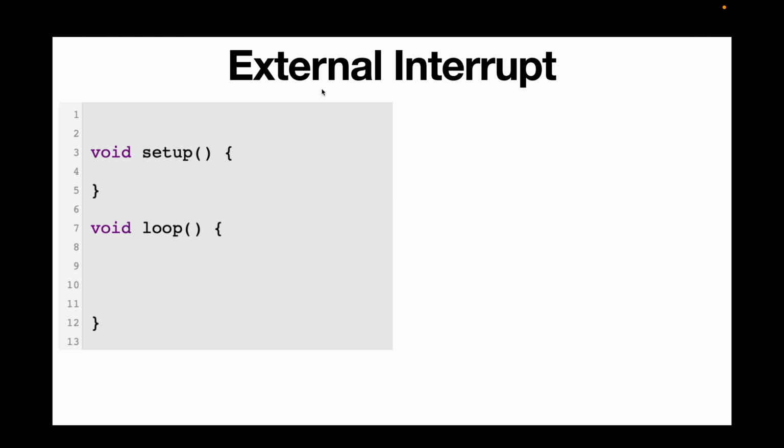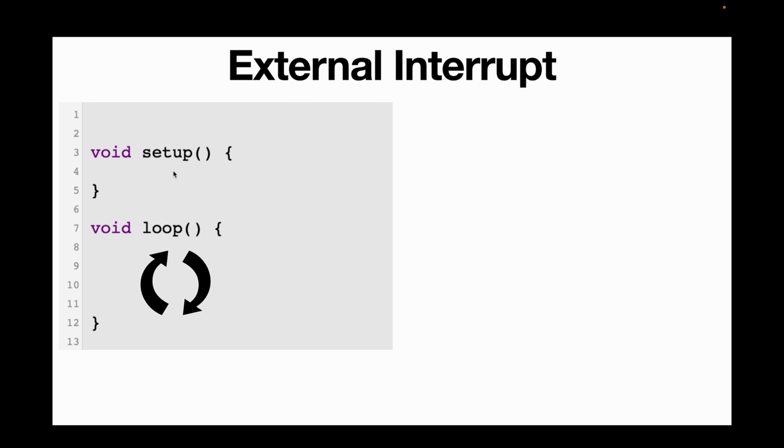Before we jump into the project, let's understand what an external interrupt is. As we all know, the Arduino has two main functions, the void setup and the void loop. Every time the Arduino is turned on, the configuration commands in the void setup function are executed, and then the commands in the void loop function are executed indefinitely. In other words, in an infinite loop.